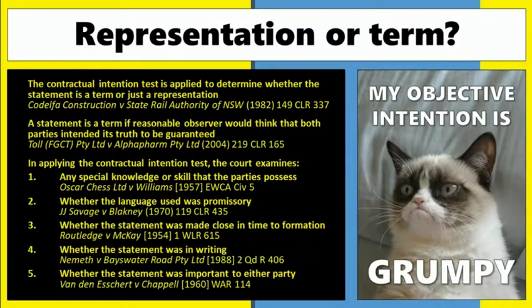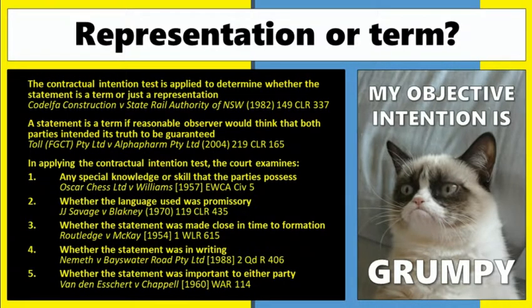So when undertaking this contractual intention test, the courts examine a variety of aspects and surrounding circumstances. And the first of these is any particular special knowledge or skill, or things very specifically known about the subject matter, that each of the parties possess. In the case citation here we've got, Oscar Chess v Williams, a person, Mr. Williams, was selling a car, a Morris, to a dealer.